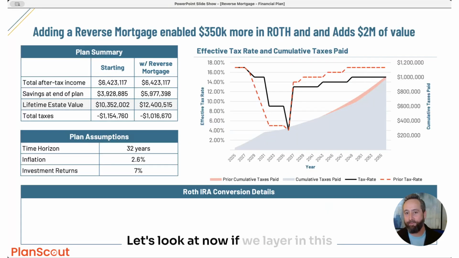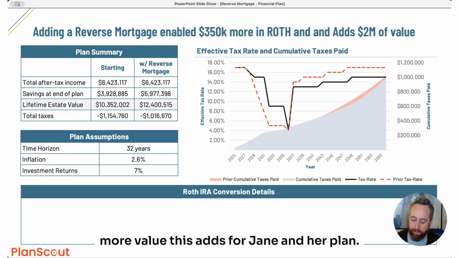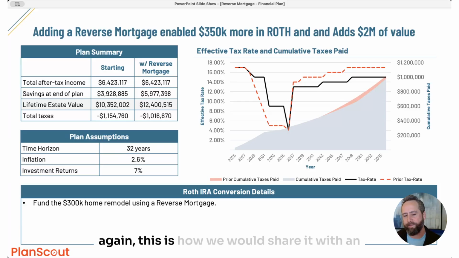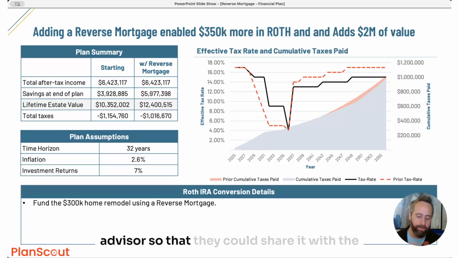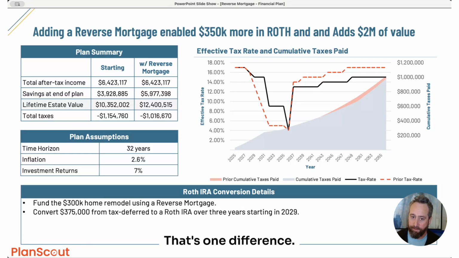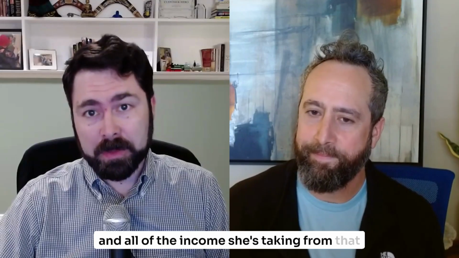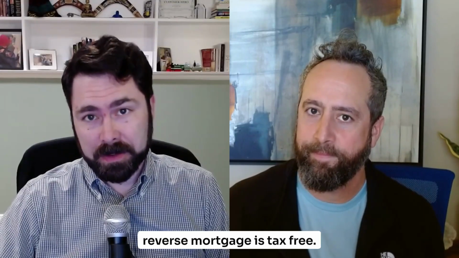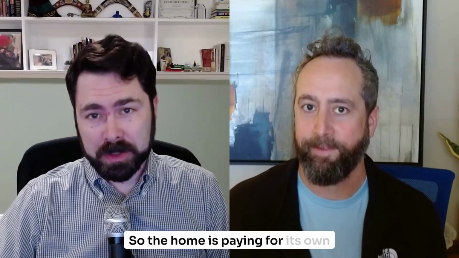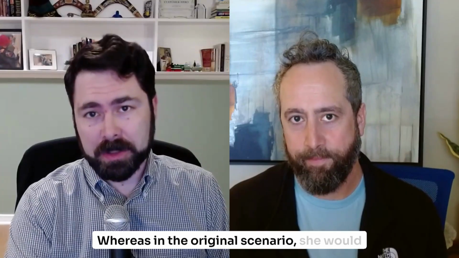Let's look at now, if we layer in this $350,000 additional Roth conversion, how much more value this adds for Jane and her plan. So just to restate some of these details, and again, this is how we would share it with an advisor so that they could share it with a client. First, she's going to fund that home remodel using a reverse mortgage rather than using her taxable assets. That's one difference. She's using the reverse mortgage to fund that, and all of the income she's taking from that reverse mortgage is tax-free. Yes. So the home is paying for its own improvements, and this is also not a taxable event for her, whereas in the original scenario, she would have had capital gains.